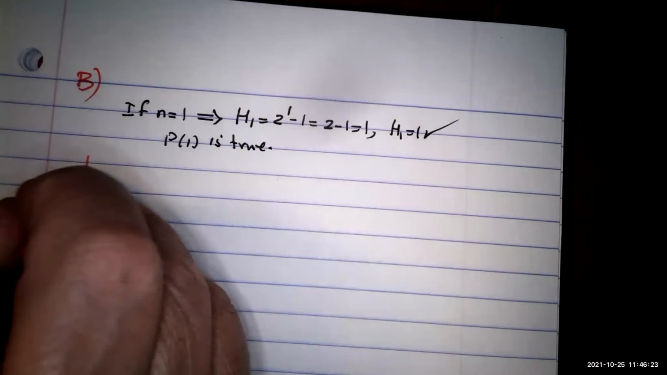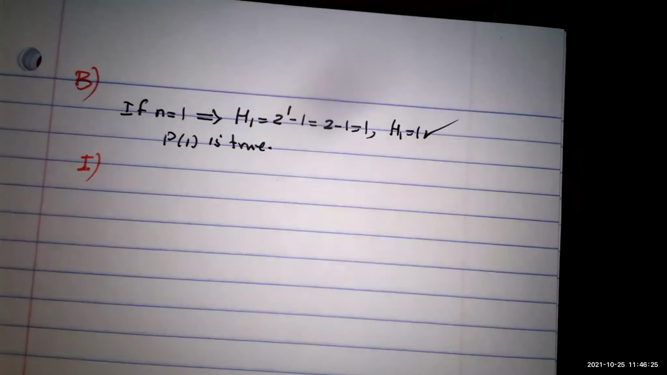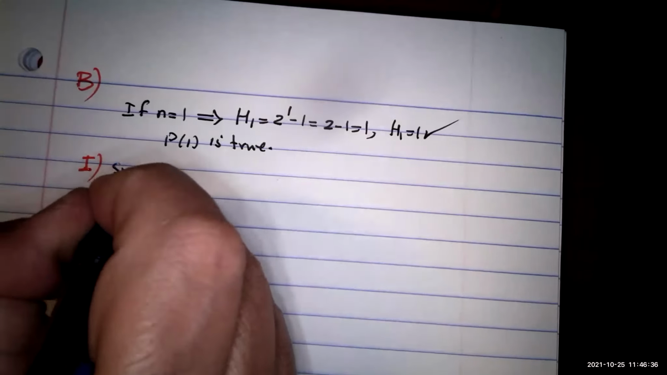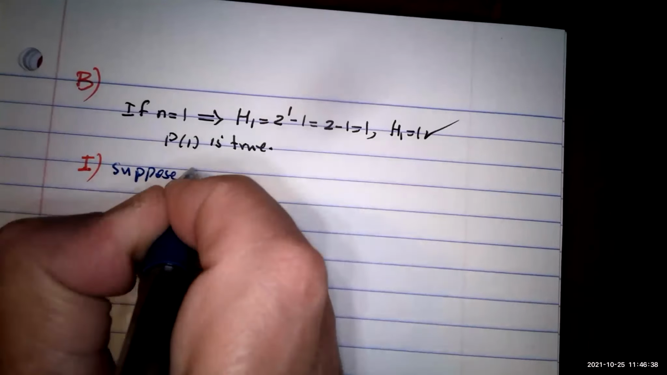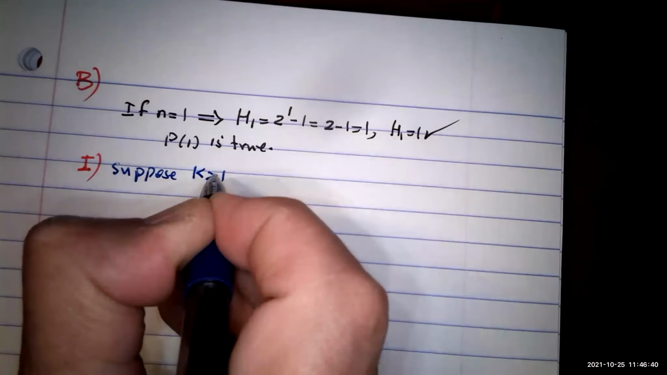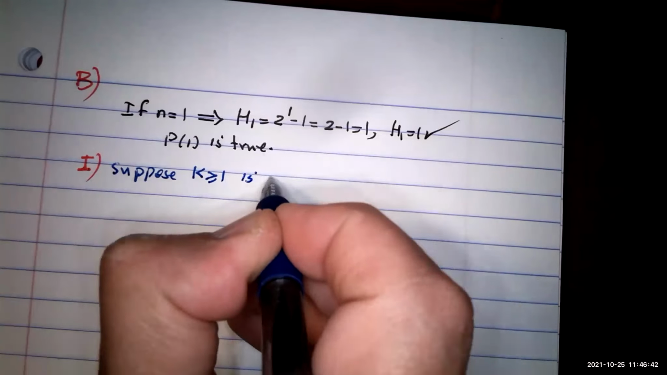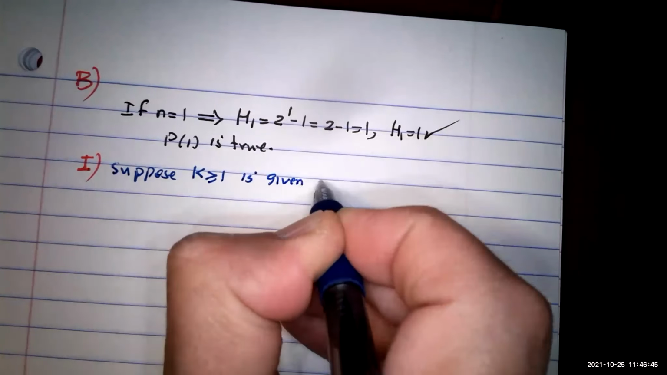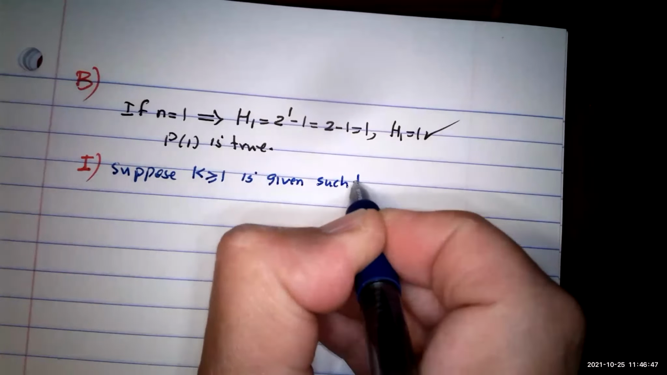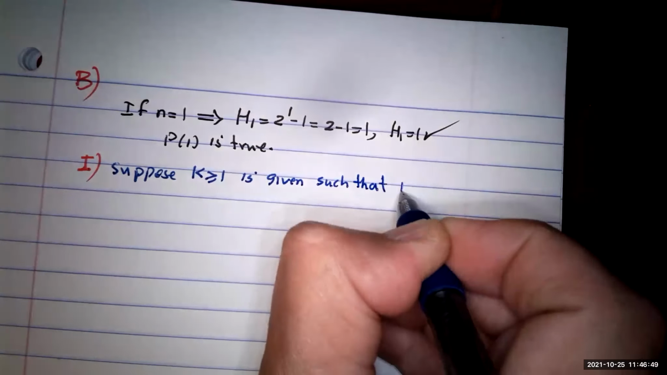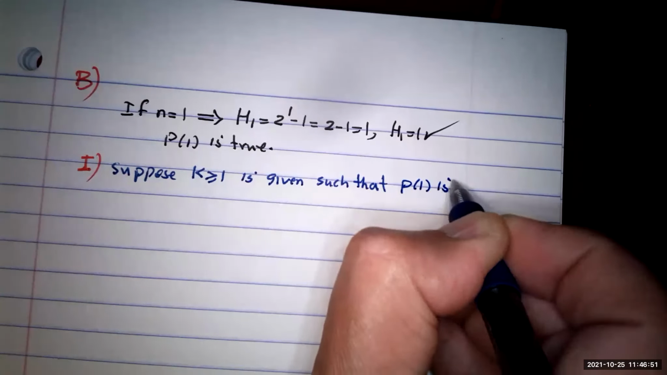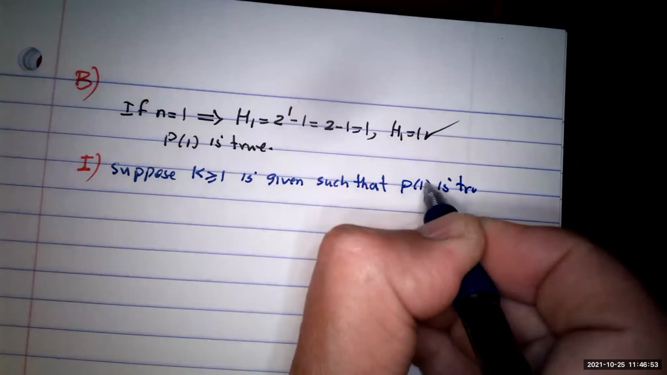Inductive part. It's ordinary induction. You fix it for k and you will get it. So suppose k greater than or equal to 1 is given, such that Pk is true.